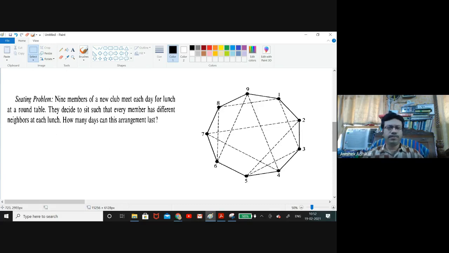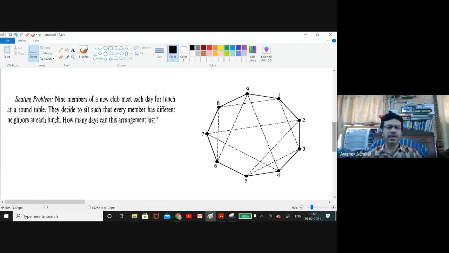It says that nine members, can you see this? Yeah, it says that nine members of a new club meet each day for lunch at a round table. So suppose we have nine members, 1 to 9, and these nine members are a new club. That's why nine members of a new club met each day for lunch at a round table. They decide to sit such that every member has different neighbors at each lunch.